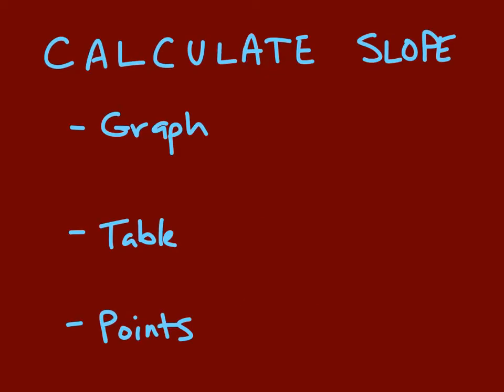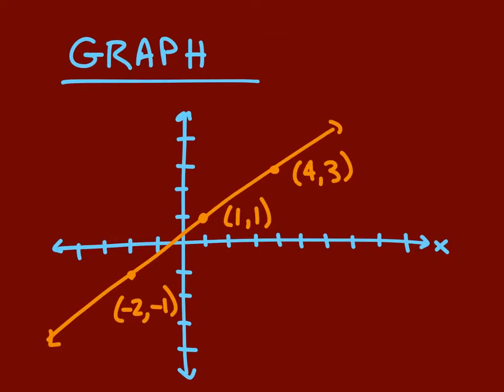The next thing I want to do is actually calculate the slope. We can do that a number of ways. It depends what you're given. If you're given a graph, we can look at the graph to determine what the slope is. We can look at table values to determine the slope, and we can use points. So let's calculate the slope of this line, and what we're going to do is measure the steepness of this line.